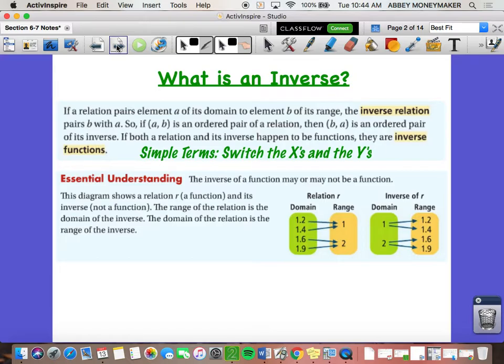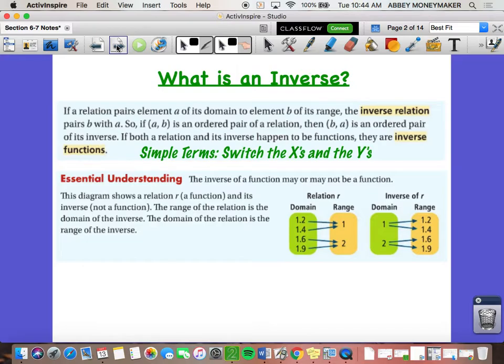So, on this page, we talk about what is an inverse, okay? An inverse is where, simply just put it right there, you switch the x and the y's, okay? Now, it's okay if your inverse is not necessarily a function. You can still have an inverse, it just would not be a function, okay? If both the relation and its inverse happen to be functions, then they are inverse functions. Regardless if they are not, though, you would still have an inverse relation.